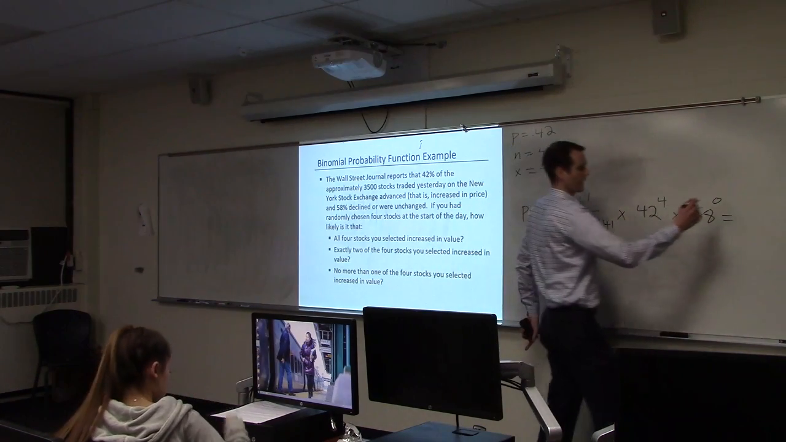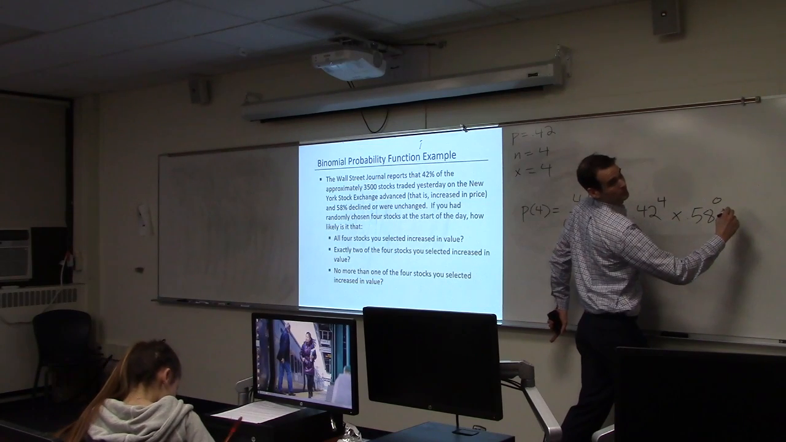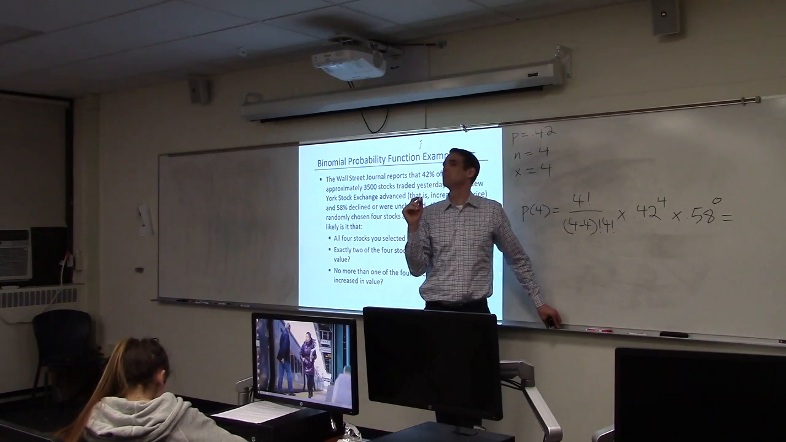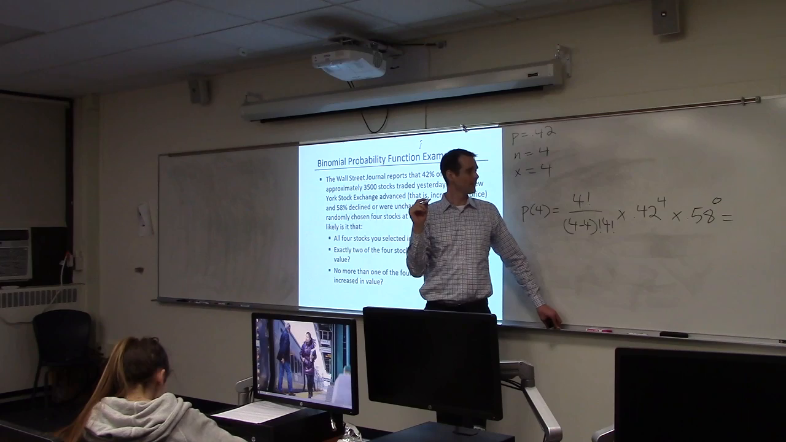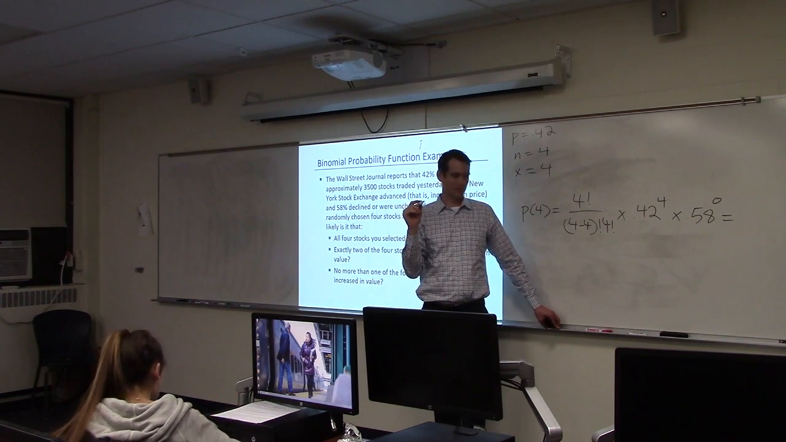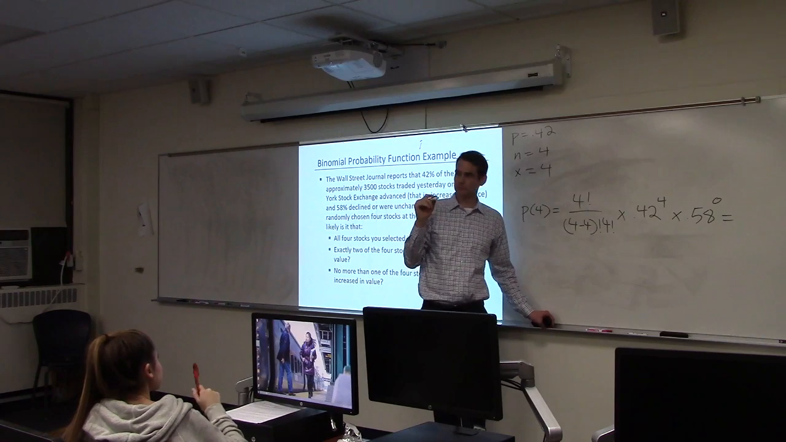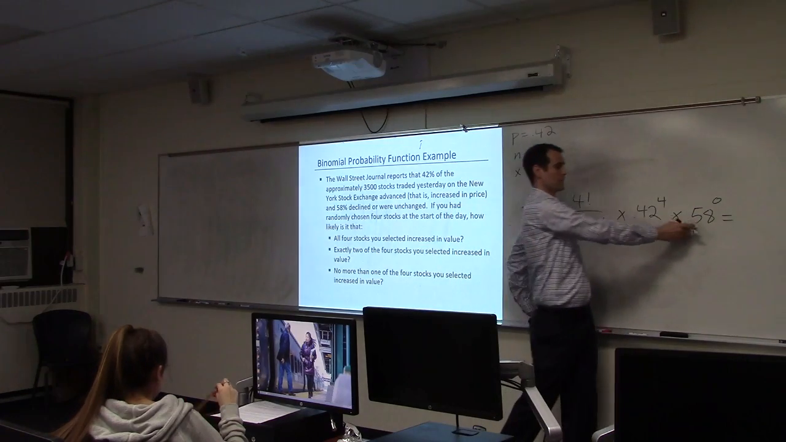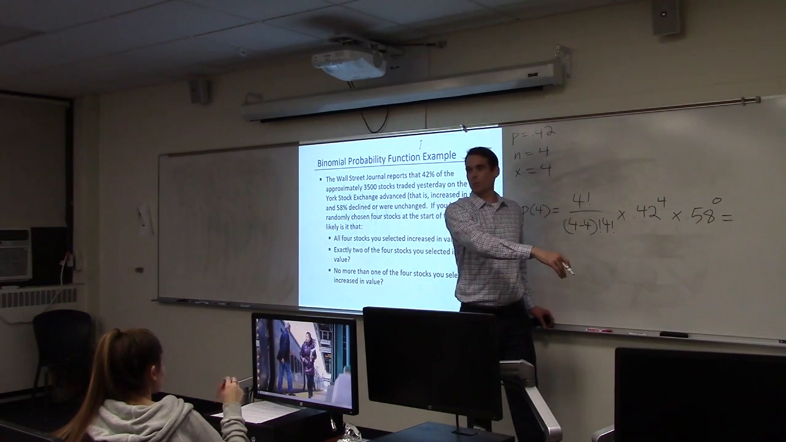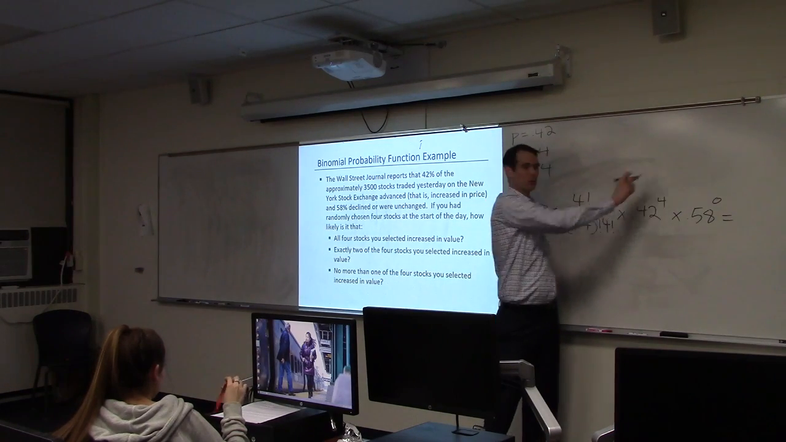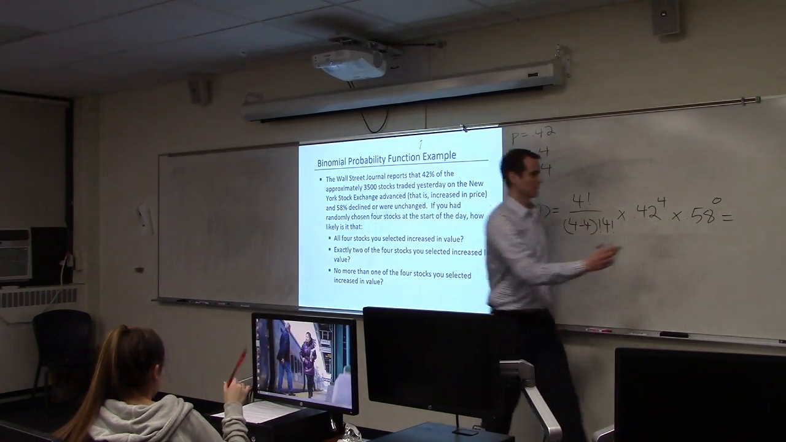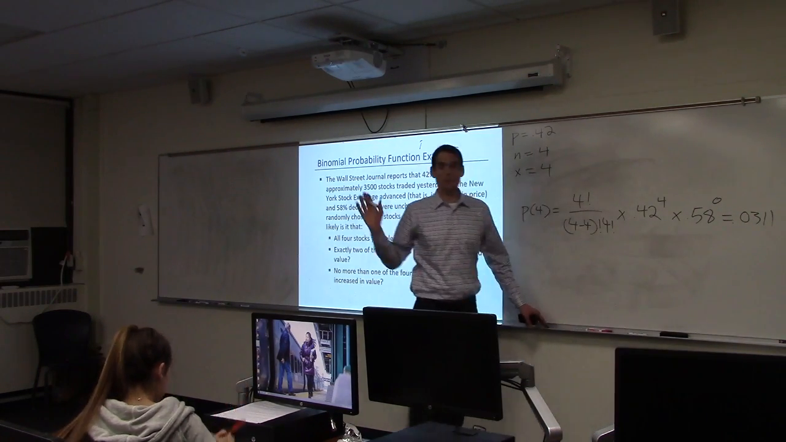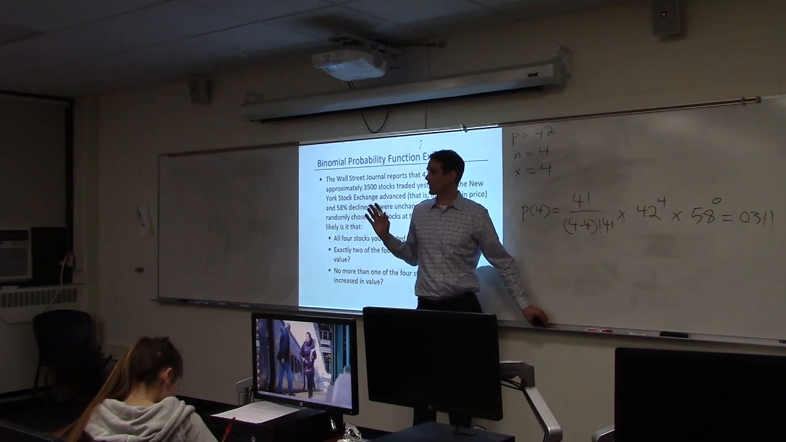All right, if you know the answer, just blurt it out. So this is 1, this cancels. This 0.58 to the 0 power, that's 1, that cancels. So all you need is the 0.42 raised to the 4th power, right? 0.0311. So about 3%. About a 3% chance of this happening?